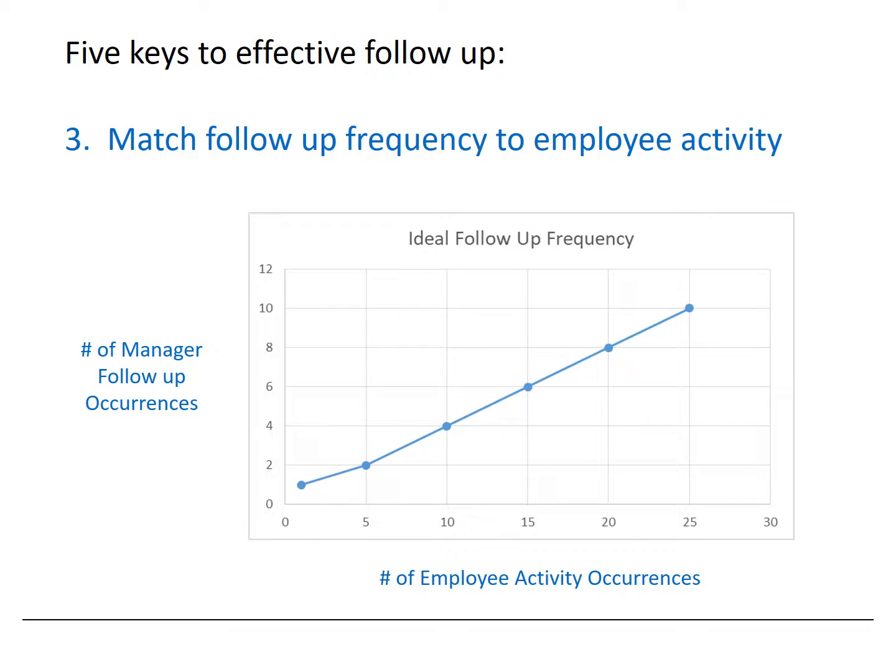Tip number 3 is to match your frequency of follow-up with the number of times the employee performs the task. This tip is most relevant for regularly recurring employee activities such as serving customers. Assume an employee serves 50 customers in a day. If you follow up on one of those interactions, the employee has performed the activity 49 times without any follow-up. Without follow-up, there can be no feedback, either praise or correction.